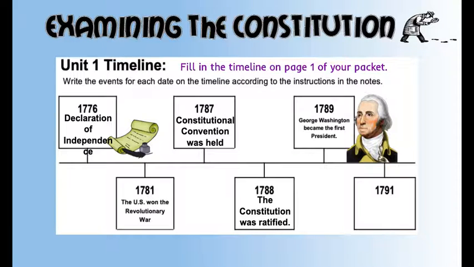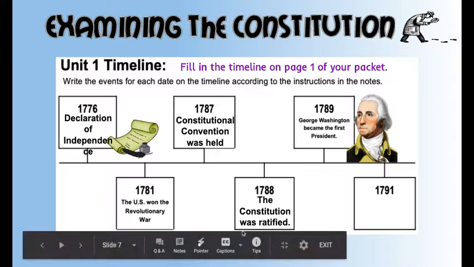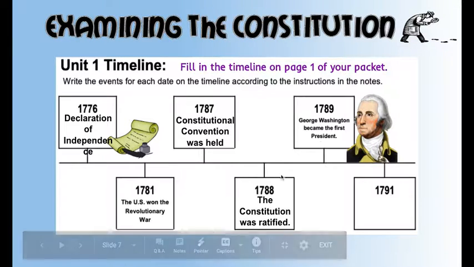On the front page of your packet, it's not on there. Oh yeah, 1788. I'm sorry, I was looking at a different part. It looks a little different on the packet timeline that you have. Find the date 1788, and please write in the Constitution was ratified. The Constitution was ratified, right here. In your packet, it's up higher.